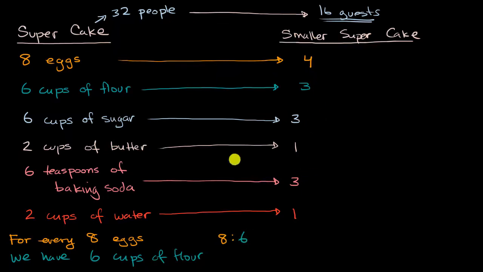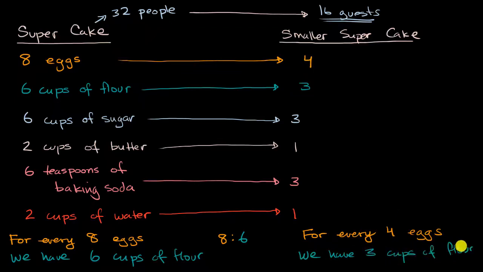Well, what about for the smaller cake? Well, here, for every 4 eggs, we have 3 cups of flour. So what would this ratio be? Well, for every 4 eggs, we have 3 cups of flour. So the ratio of eggs to flour is 4 to 3. Now, it turns out that these are the exact same ratio. If you have 8 eggs for every 6 cups of flour, that's the same thing as for every 4 eggs you have 3 cups of flour. What you're just doing is taking each of these numbers and dividing it by 2.